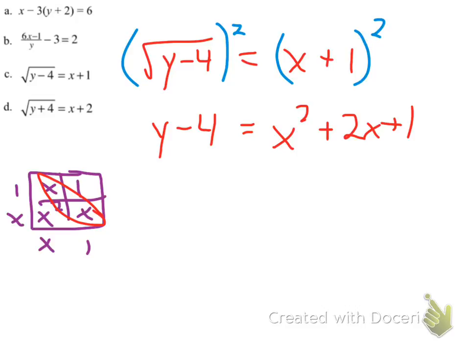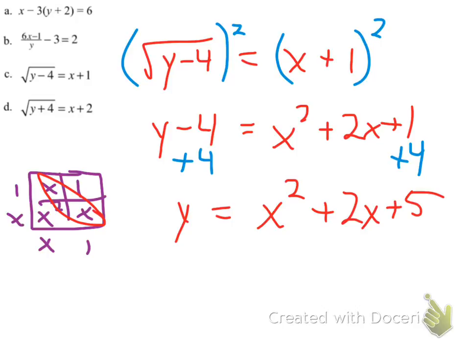Now to solve for y, I'm going to add 4. So y equals x squared plus 2x plus 5.